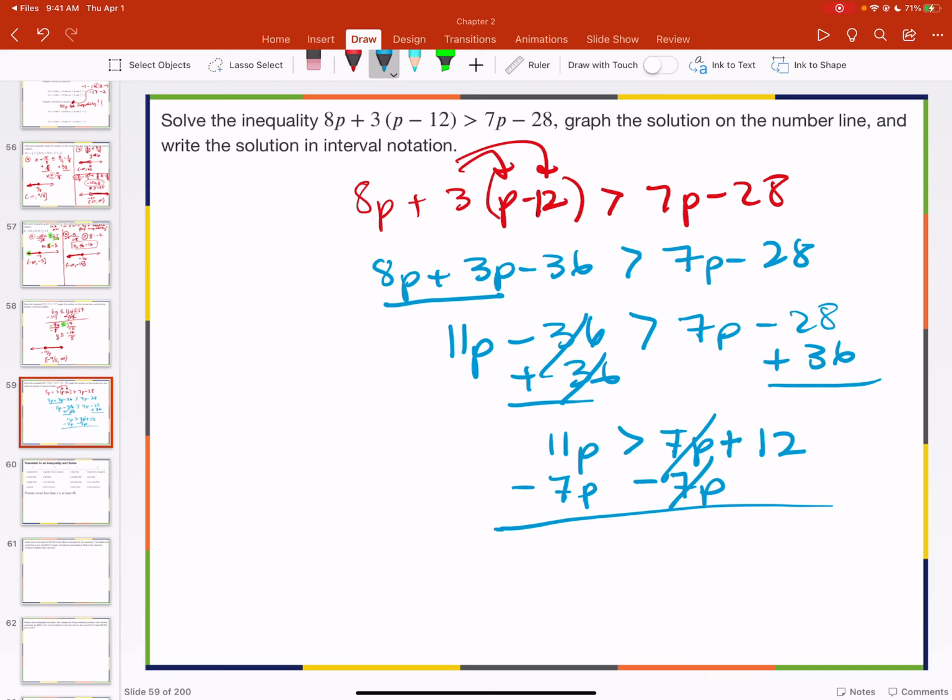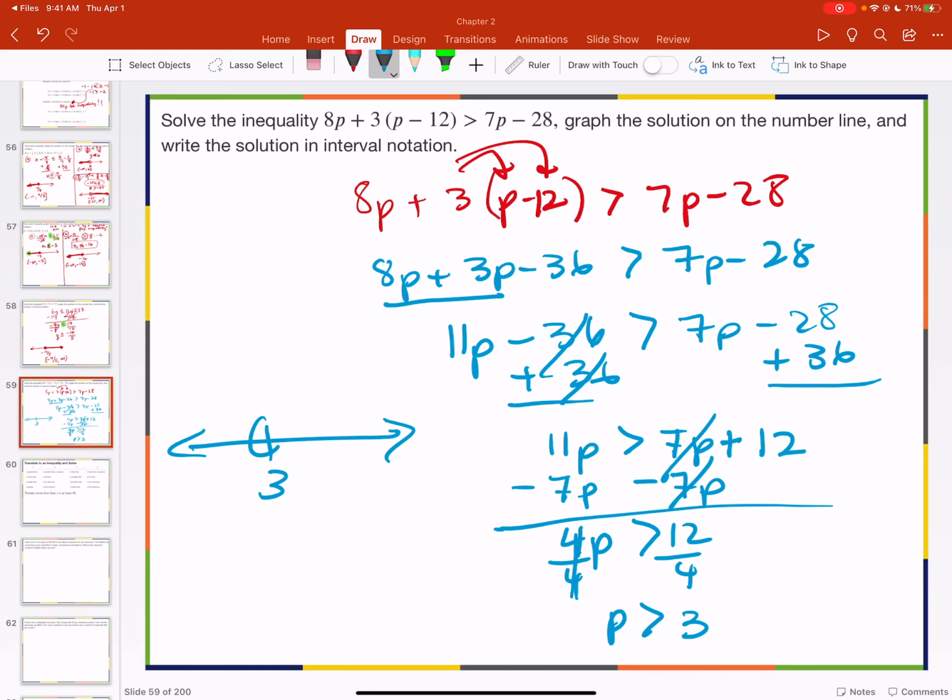So on the right, these will cancel. 11 minus 7 is 4p. That's greater than 12. Divide by 4. So we get p is greater than 3. Okay, so the solution, it's just 3, open circle, because it does not have a line, and then graph to the right because it's greater.